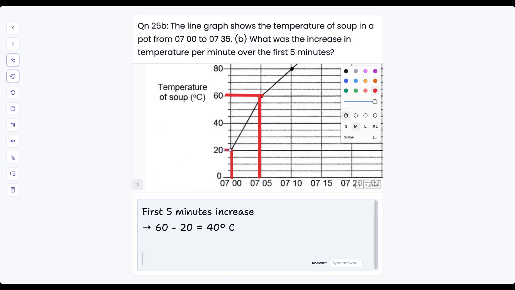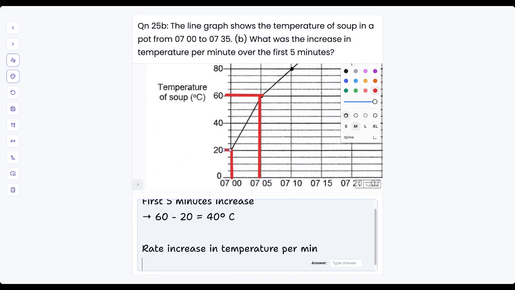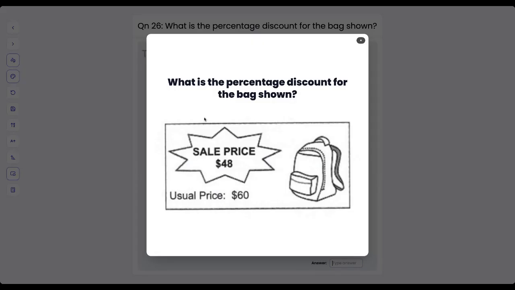We want to know per minute, right? So the rate of increase in temperature per minute is equal to 40 divided by 5, which is 8 degrees Celsius per minute, or degrees Celsius per minute. So we just put 8. Okay, simple. All right, let's move on to the next question.